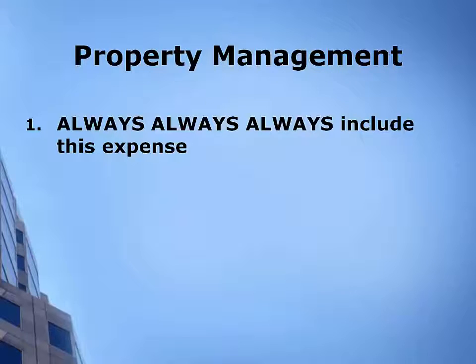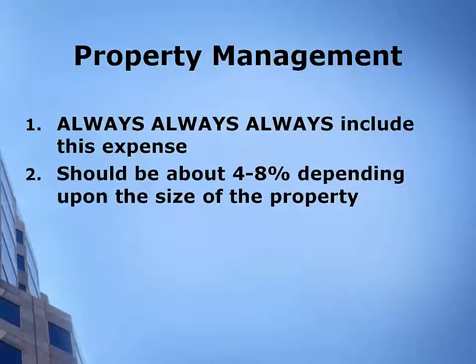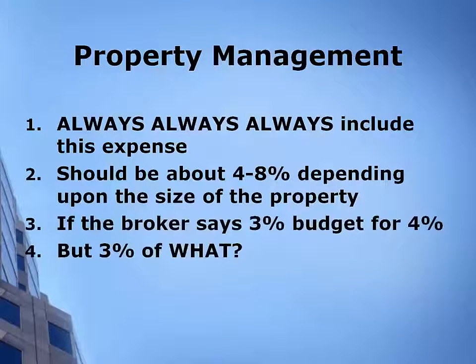You're now paying more for the property and giving them more money because they're not paying themselves a property management fee. Whose fault is that? Why should that cost you more money? So always, always, always include this expense in your analysis. Now, it should be between 4 and 8%, depending upon the size of the property. Typically, and I think I might have put this in here, if the broker says 3%, budget for 4. So many times a broker will come back and say, oh yeah, well, we can get a good property management fee in here at 3%. Okay, fine, I'm gonna use 4.